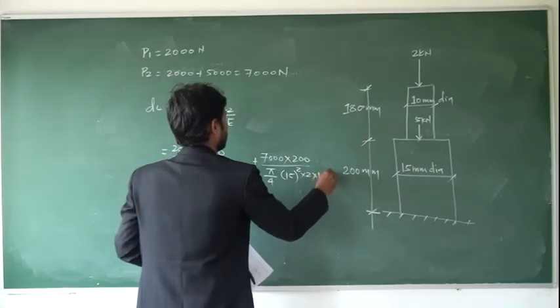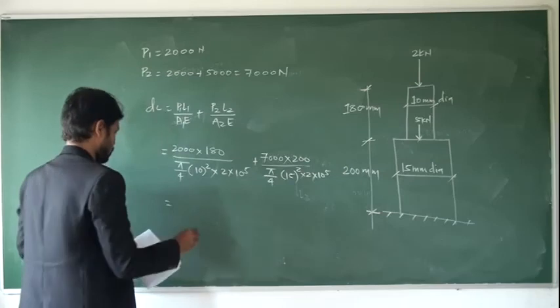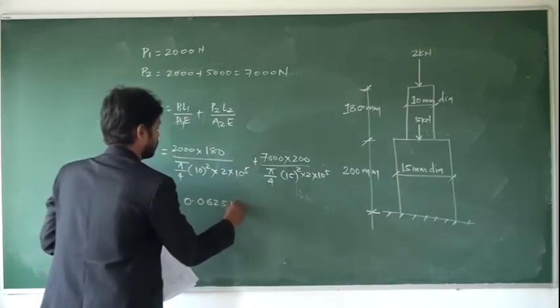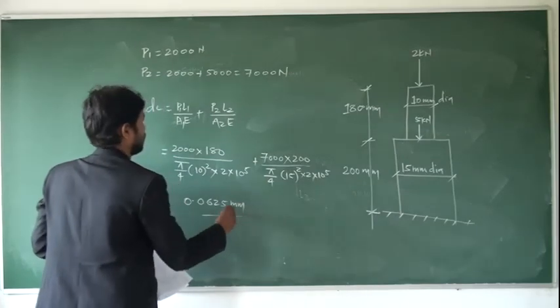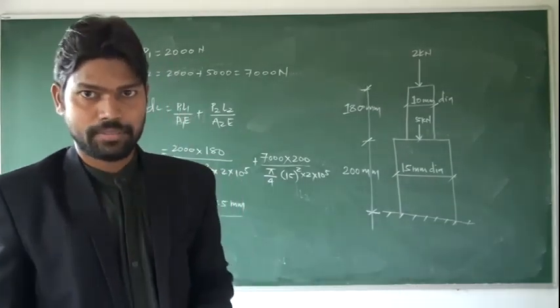into 10 raised to 5. Its total value is 0.0625. This is how you can calculate the decrease in length of the rod.